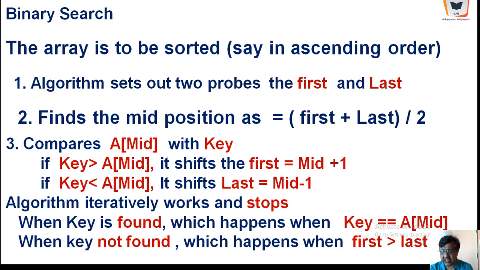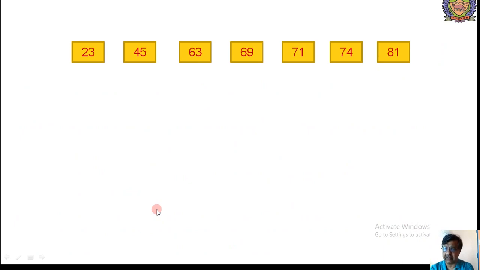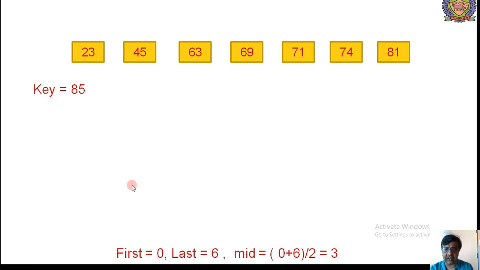We will better understand this with an example. In order to reinforce our understanding of this famous algorithm, let us consider this array. You can see that this array is sorted in ascending order, and there are 7 elements. First, let us search for the key equal to 85. Of course, it is not present. Anyway, let us see what happens.